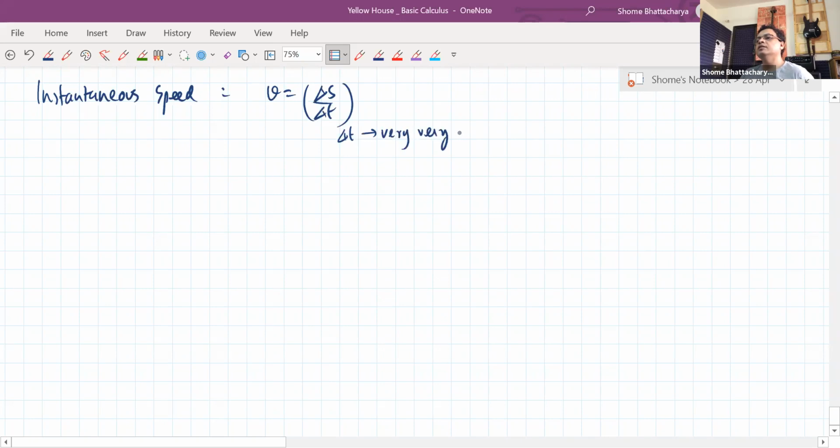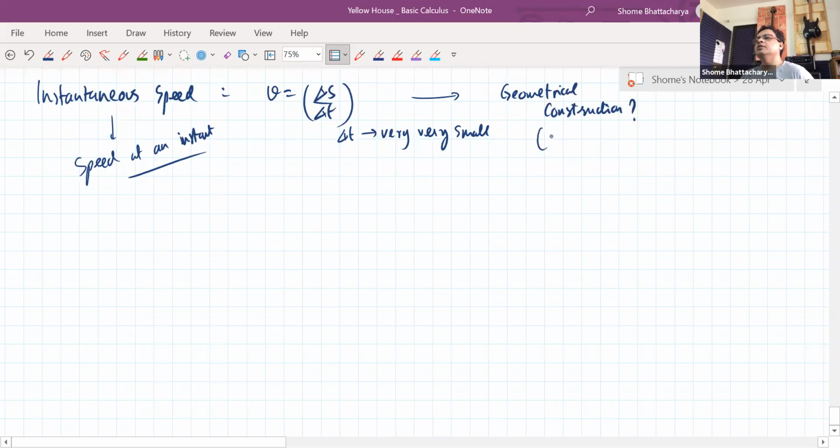So we can even add another very. Okay, because it is speed at an instant. So now we want to understand what kind of geometrical construction will give us the meaning of that, or you can say geometrical interpretation.